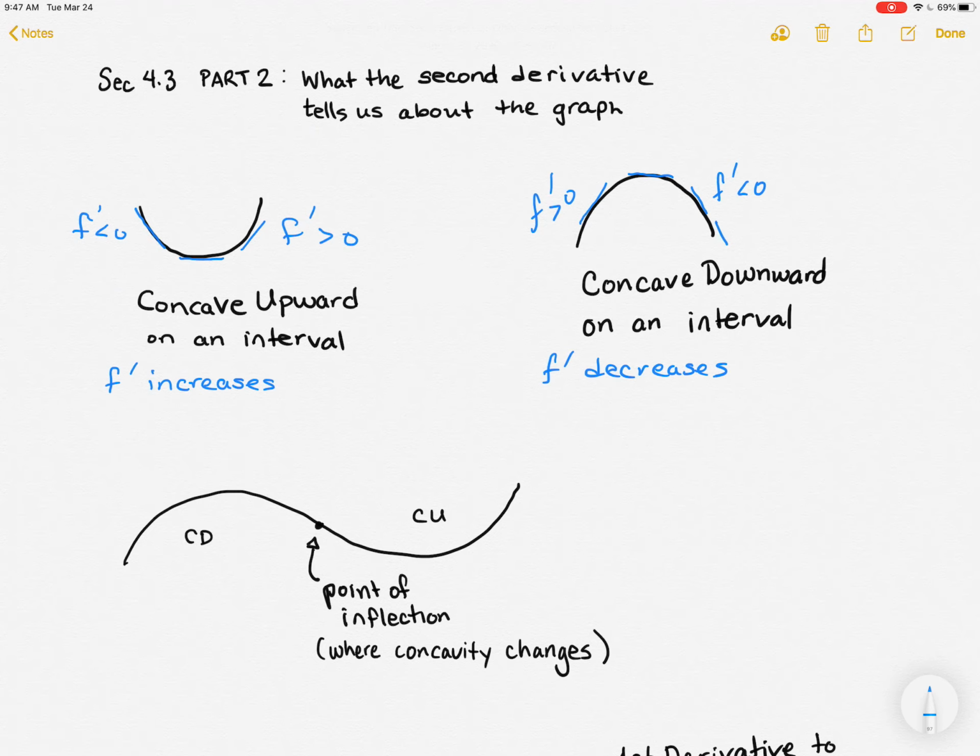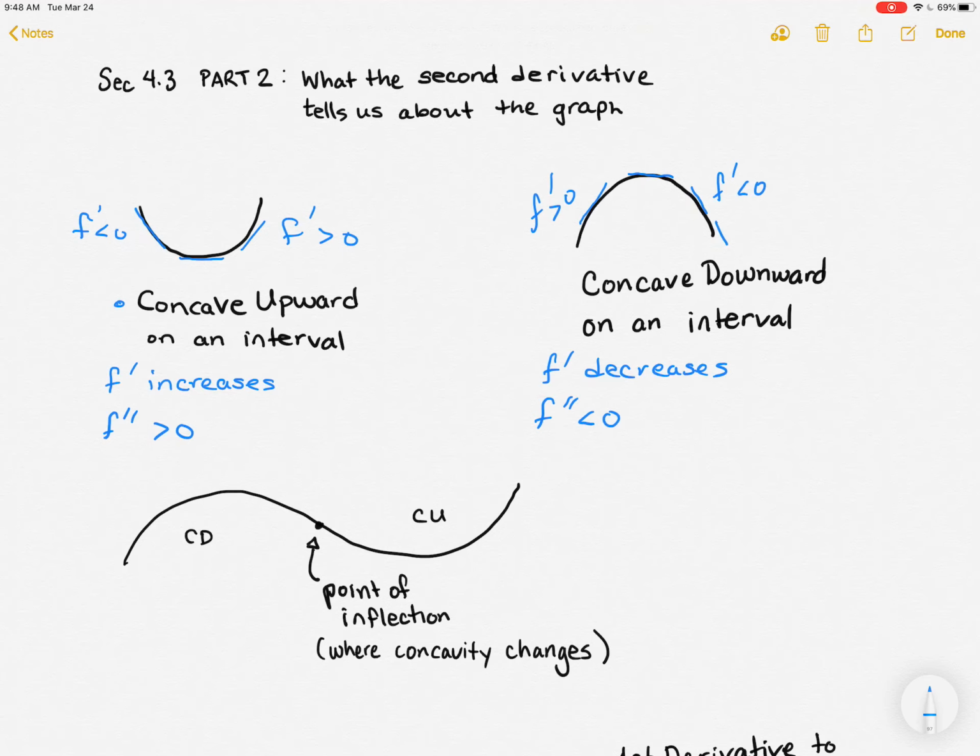If I want to see where a function f increases or decreases, I analyze the sign of its derivative. So if I want to see where f prime increases or decreases in value, I'm going to analyze the sign of its derivative. F prime will be increasing on intervals in which f double prime is positive, and f prime will decrease on an interval on which f double prime is negative. That's how we're going to tell whether a graph is concave upward or downward.